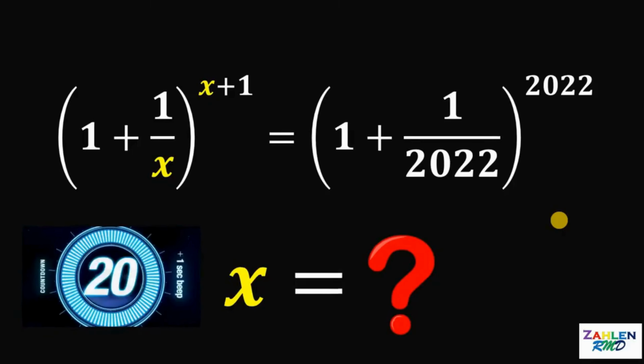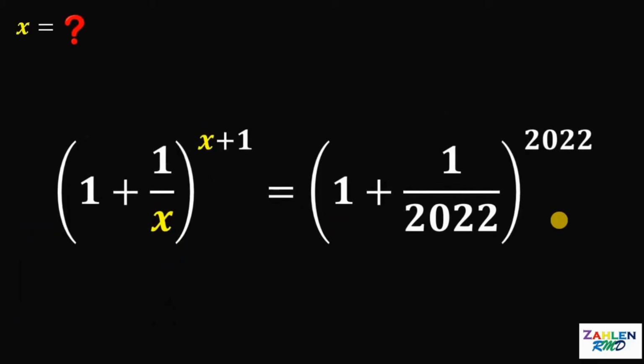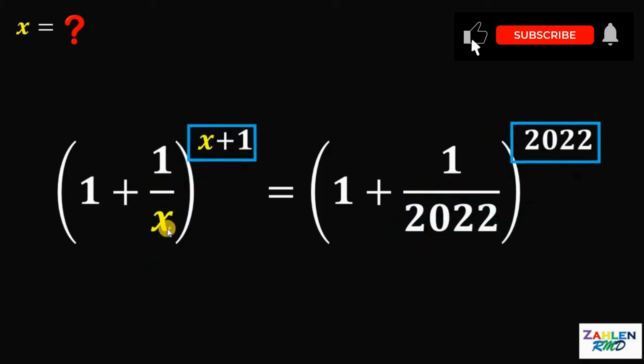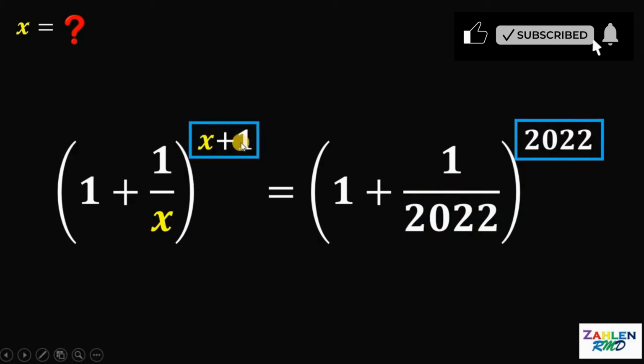Time's up. Now, let's answer this question together. Our goal in this question is to solve for the value of x. Notice on our given, the only problem that we have is these terms. So we have x and this is raised to x plus 1. And on the right-hand side, we have 2022 raised to 2022. Now, if the exponent on the right-hand side is just 2022, then we're done immediately. But the thing is, this is x and this is x plus 1.